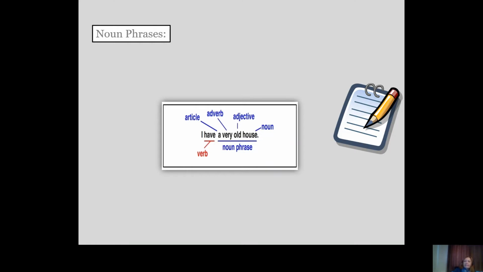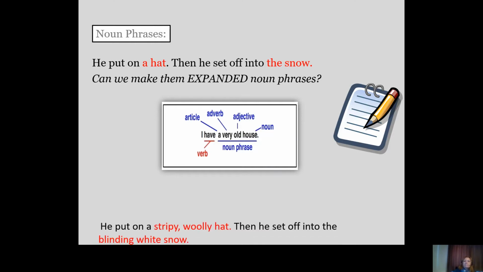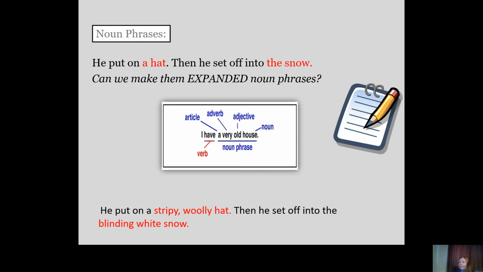So noun phrases, let's have a look. He put on a hat, then he set off in the snow. Okay, so noun phrase there in red, a hat and the snow. Let's have a look at how we can expand them now. He put on a stripy woolly hat, then he set off into the blinding white snow. Okay, so we've just expanded on it. We're giving a bit more description, okay?